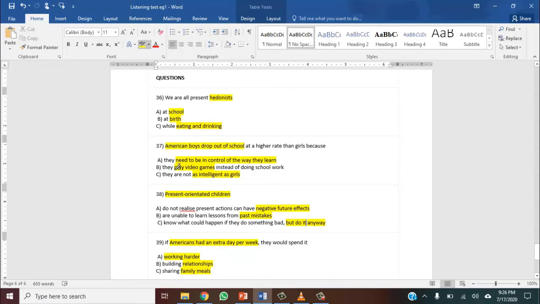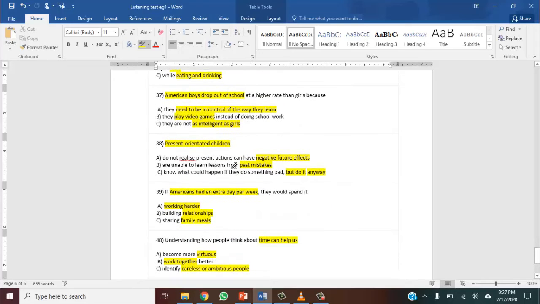In question number 37, I have marked American boys drop out of school as a phrase or a keyword, and I would wait for this phrase to be spoken during the recording. Then we have 3 options here regarding the American boys dropout. The first is that they need to be in control of the way they learn. The second is that they play video games a lot. That is the reason. And the third says that they are not as intelligent as girls.